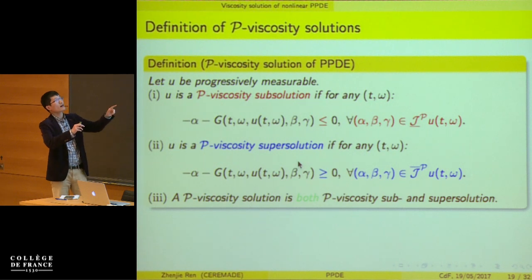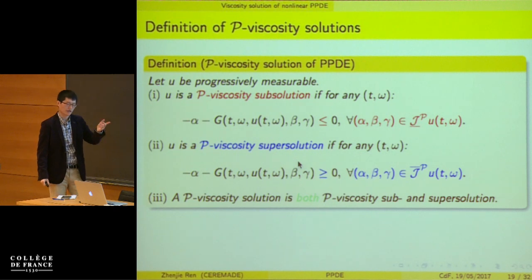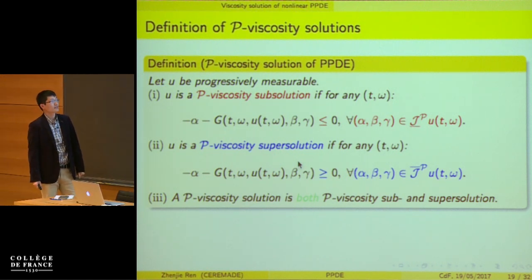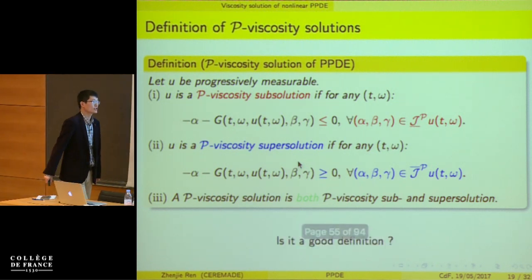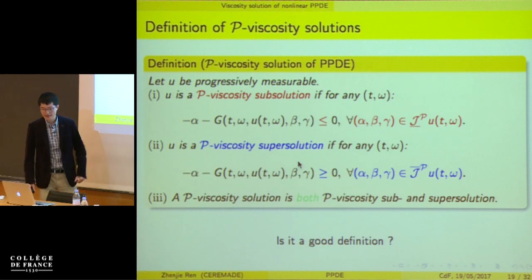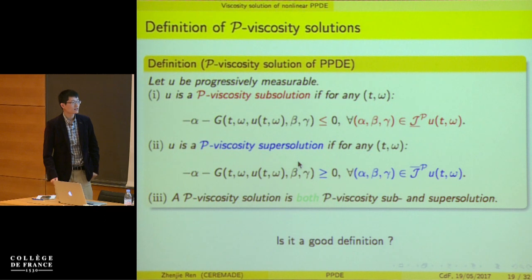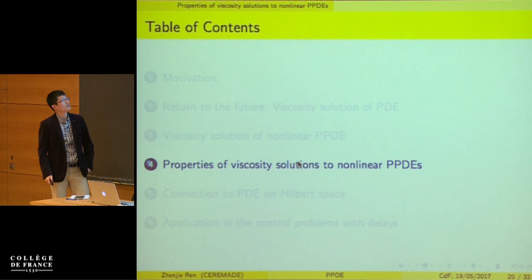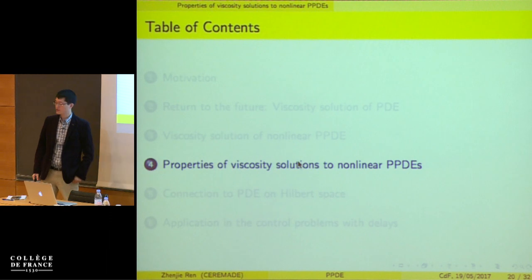You put alpha as the horizontal derivative, beta as the vertical derivative, gamma is the second one. And then a viscosity solution is both a sub and super solution. Now, a natural question: is it a good definition? So again, it's a story really about comparison and so on. This is the thing we will talk about in the next section. So what kind of properties can we expect from this definition, this P-round viscosity solution?